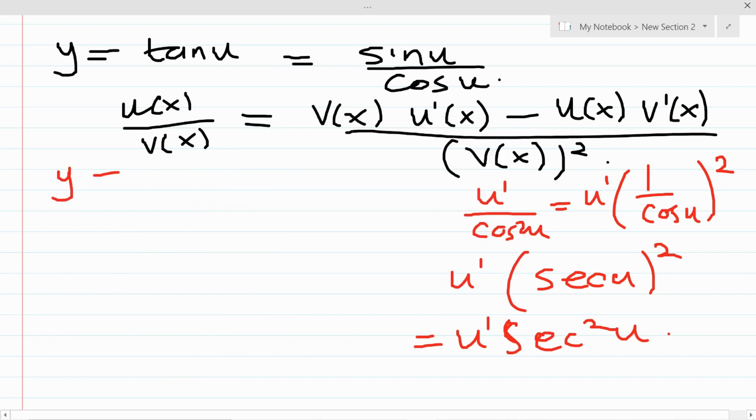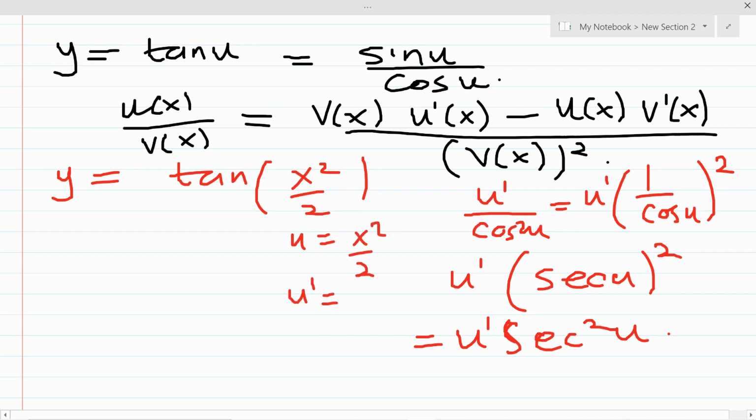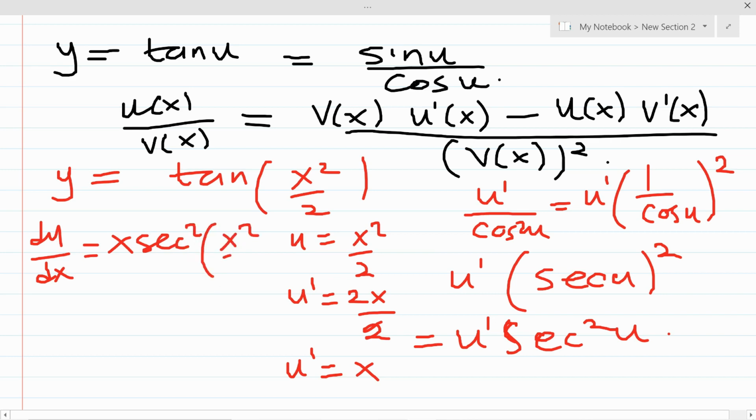Alright, so now what if y is equal to, let's say, tan of x squared over 2? Here u is x squared over 2, so u prime will be equal to 2x over 2, so u prime will be equal to x. So now our differential dy/dx will be equal to u prime, which is x, times sec squared of x squared over 2. This is very, very simple, right? If you know how to do this, it will be at your fingertips and it will help you solve your exam problems. Alright, let's move on to a different function, cotangent.